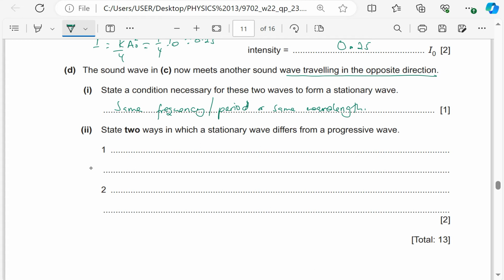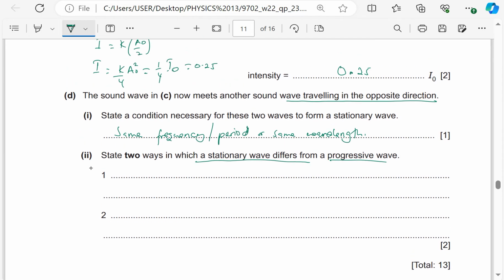State two ways in which a stationary wave differs from a progressive wave. Okay, there are several ways in which a stationary wave differs from a progressive wave. The simplest is a stationary wave has nodes and antinodes, and a progressive wave does not.